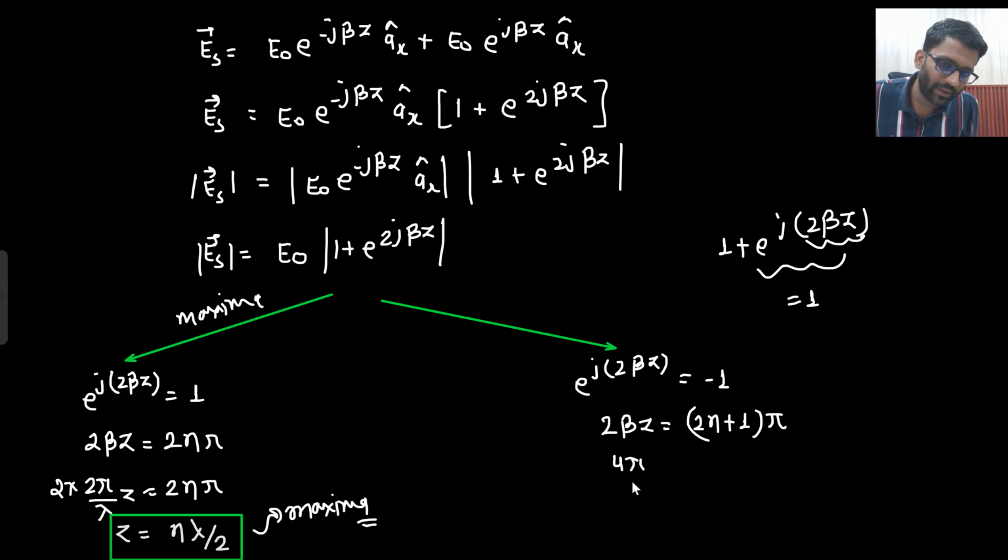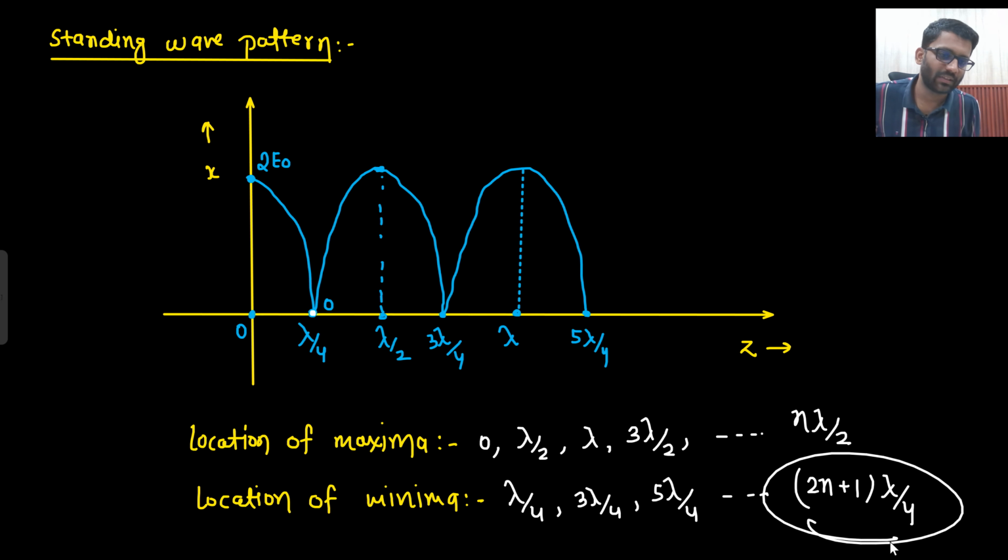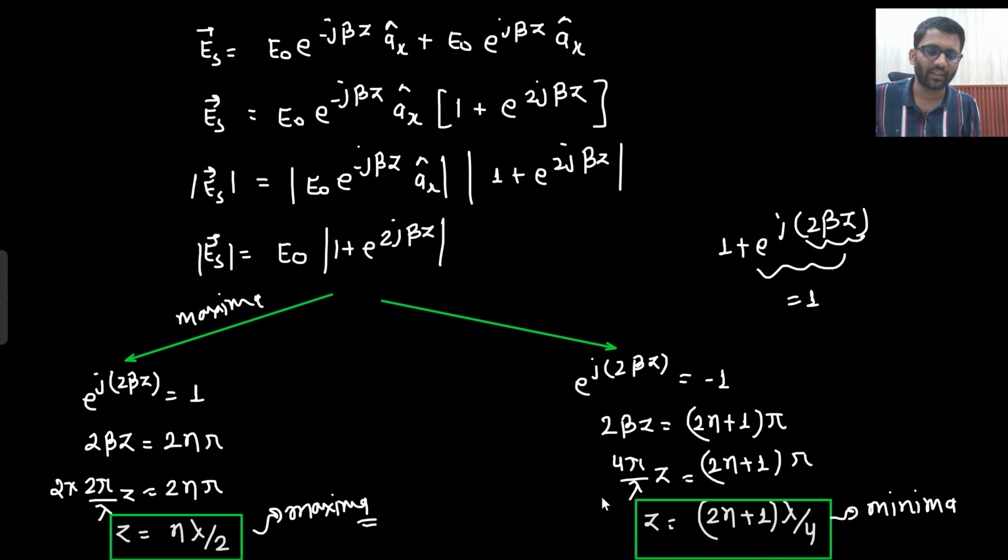So it will be 4 pi by lambda z. So what are we going to get? 2n plus 1 lambda by 4. Here I will write only this thing. So z equals 2n plus 1 lambda by 4. What is this? This is your minima. Were you getting the same thing? 2n plus 1 lambda by 4. Here you are getting n lambda by 2. Yes. The same thing we are getting here.